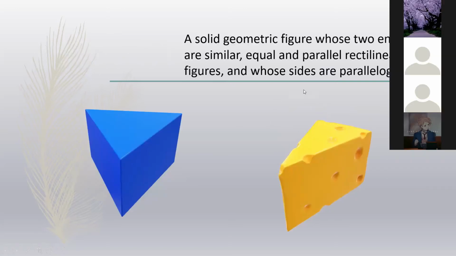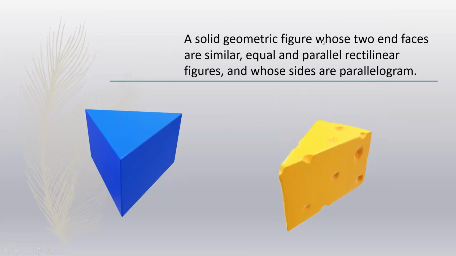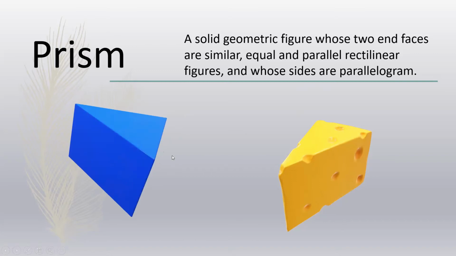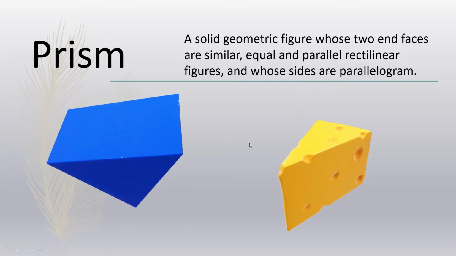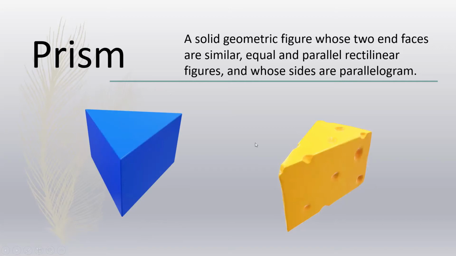It is a solid geometrical figure whose two end faces are similar, equal and parallel rectilinear figures, and whose sides are parallelograms. What shape is this? It is called prism. Okay, this is a prism. An example is this cheese.